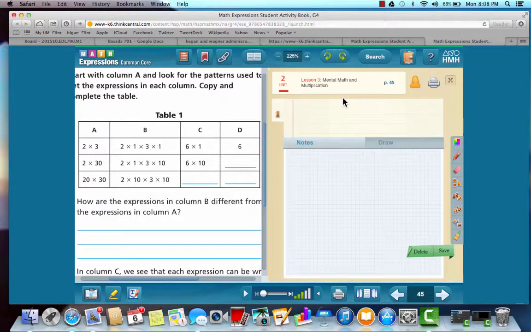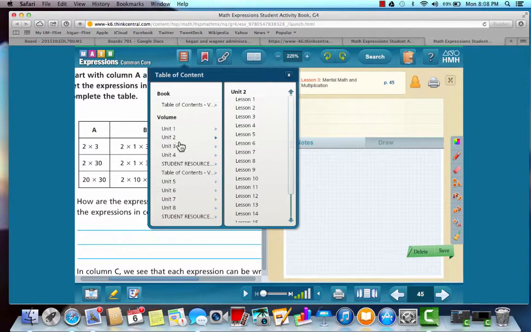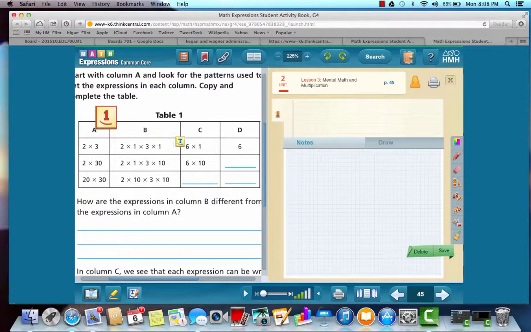Hi, we're going to look at Unit 2, Lesson 3, and Lesson 3 is looking at multiplication using factors and products. And real quick, a factor, I'm going to write a multiplication problem here.